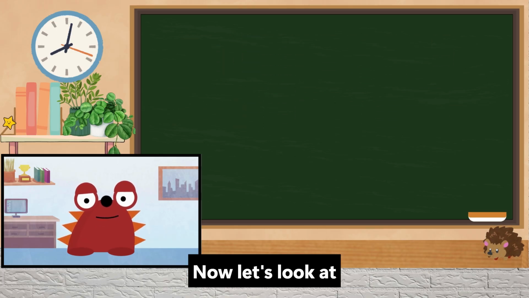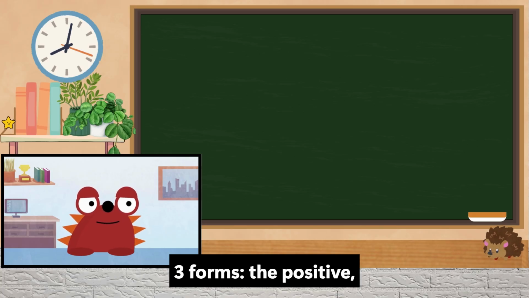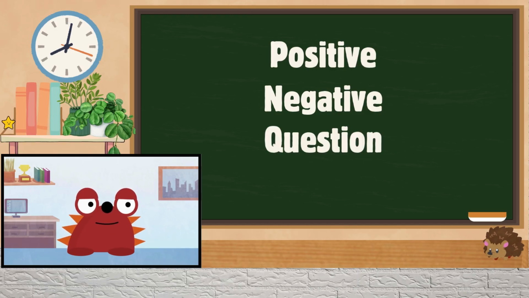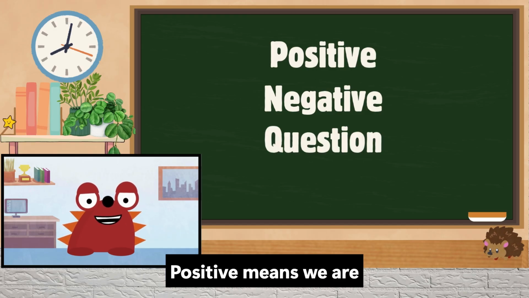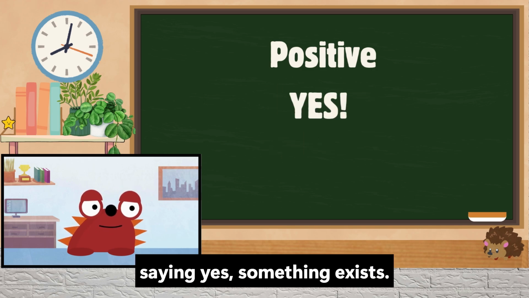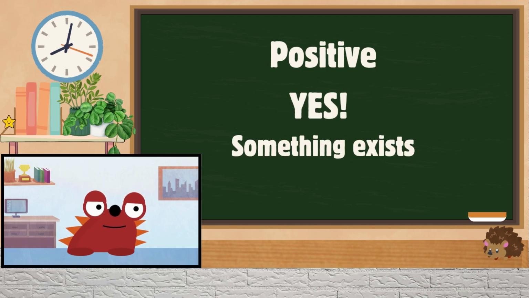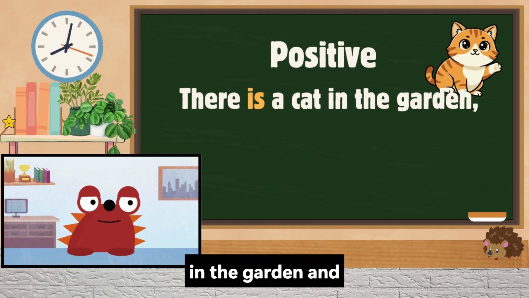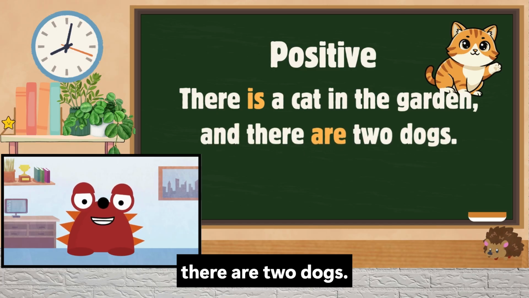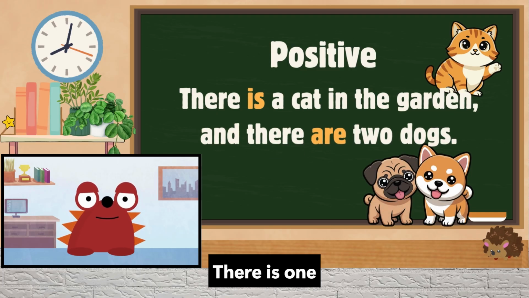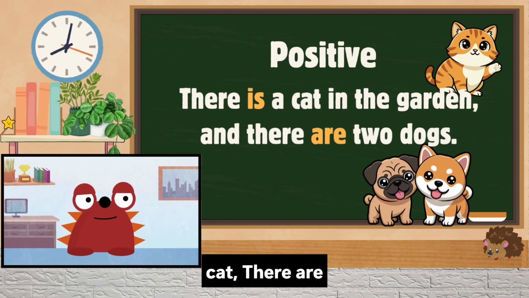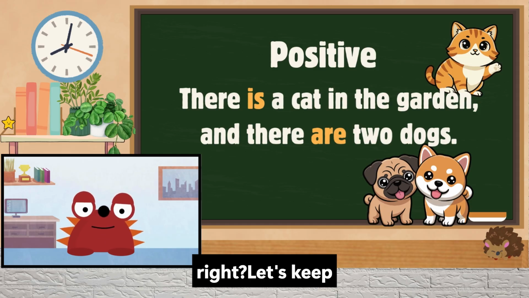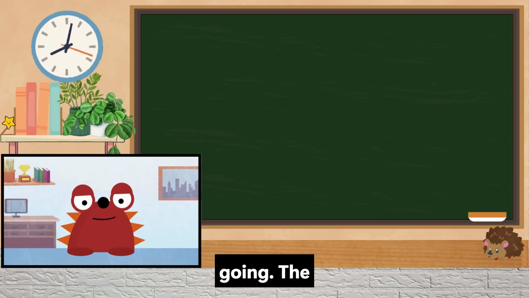Now let's look at 3 forms: the positive, the negative, and the question. Positive means we are saying yes, something exists. There is a cat in the garden. And there are 2 dogs. There is 1 cat. There are 2 dogs. Easy, right? Let's keep going.